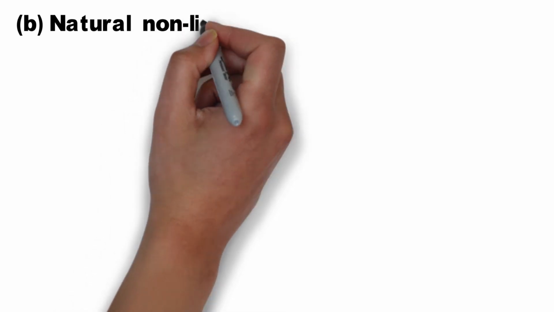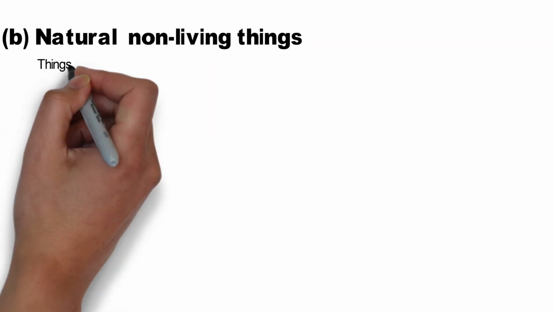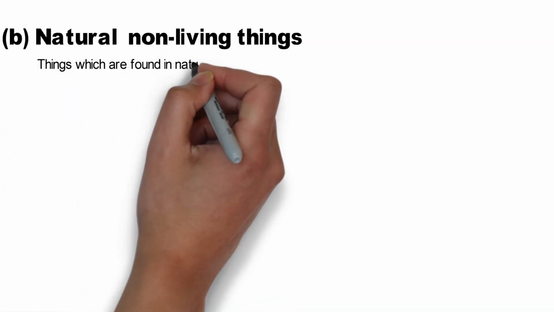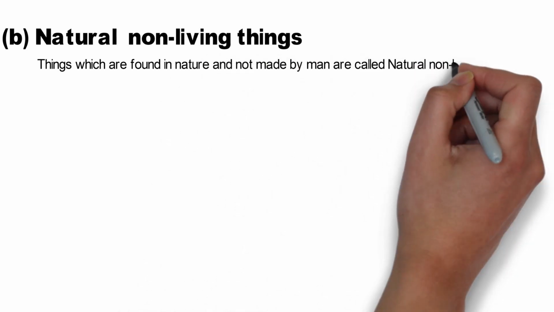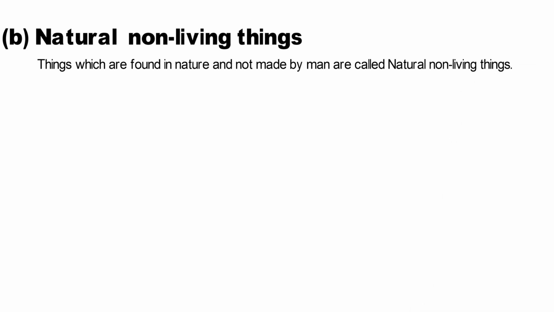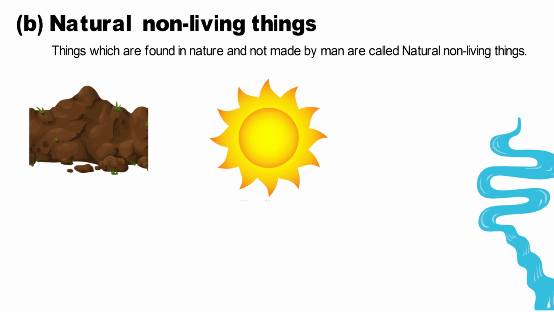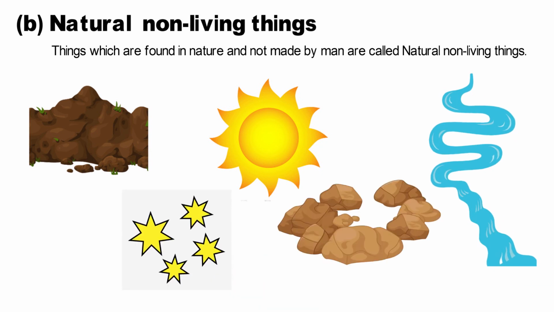Natural non-living things. Things which are found in nature and not made by man are called natural non-living things. For example, soil, sun, water, mountain, stars, etc.